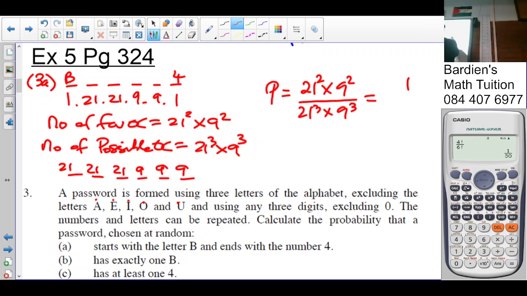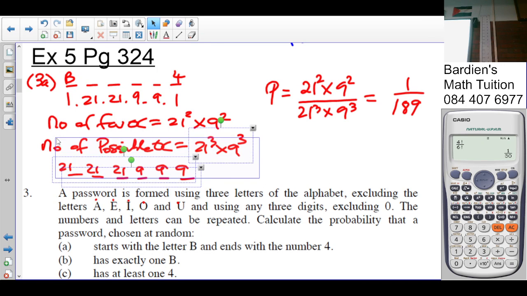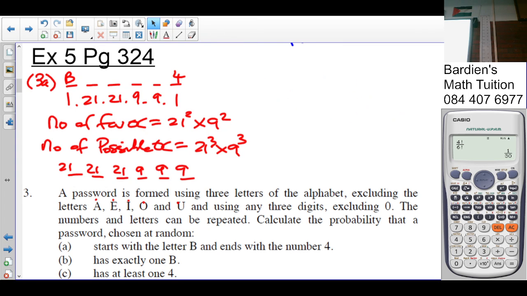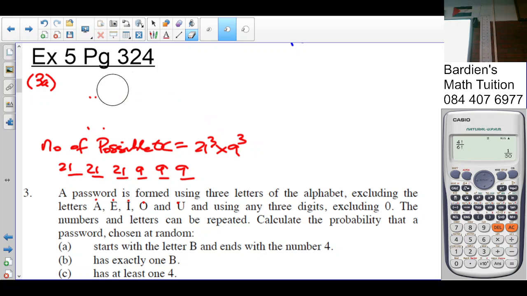Okay, that gives us an answer of 1 over 9 times 21, which is 189. Is that correct? Right. Any confusion here? I'm going to keep this number of possible outcomes because that will remain for the rest of the calculation. I'll take this out here. So that is 3A. Look at 3B.